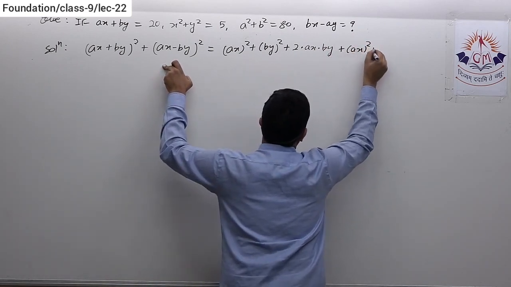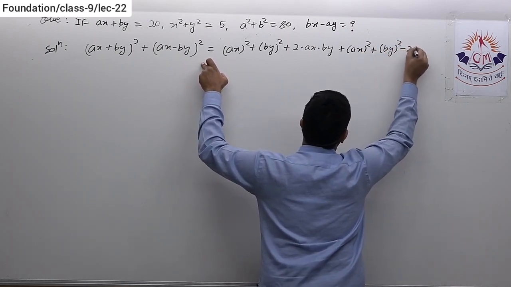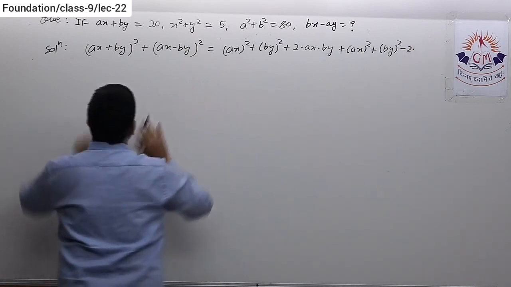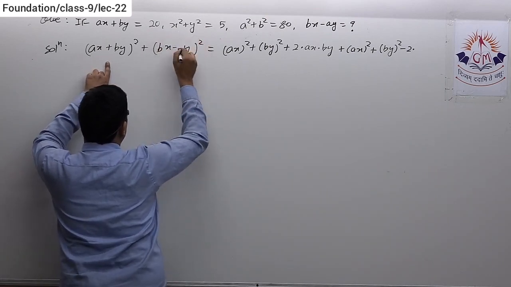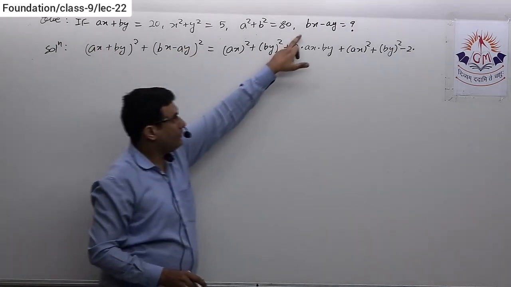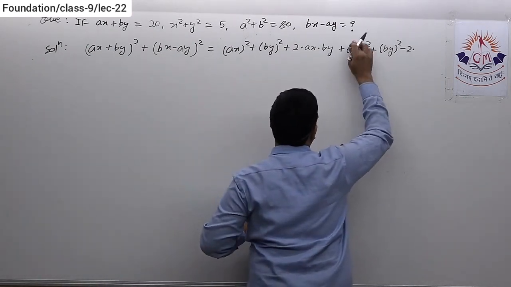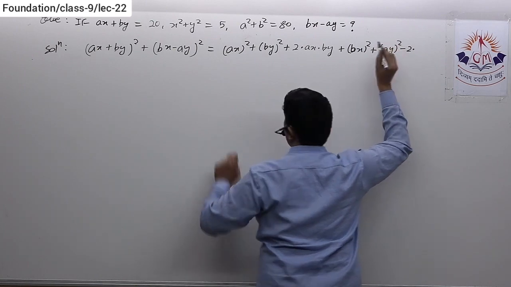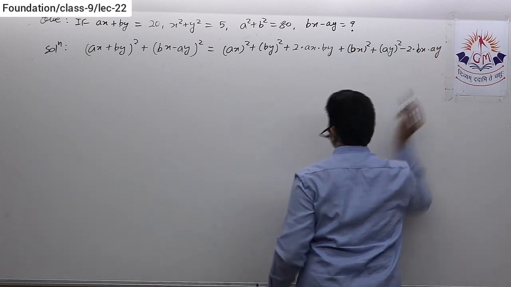(ax) whole square plus (by) whole square minus 2 into ax. Okay, see, ax plus by, and here I forgot to mention, this should be bx minus ay. I took the quantity which is given, and then I took the quantity which I need to find. So (bx minus ay), here there will be a little bit of change: (bx) whole square and (ay) whole square. Okay, now minus 2 bx into ay.